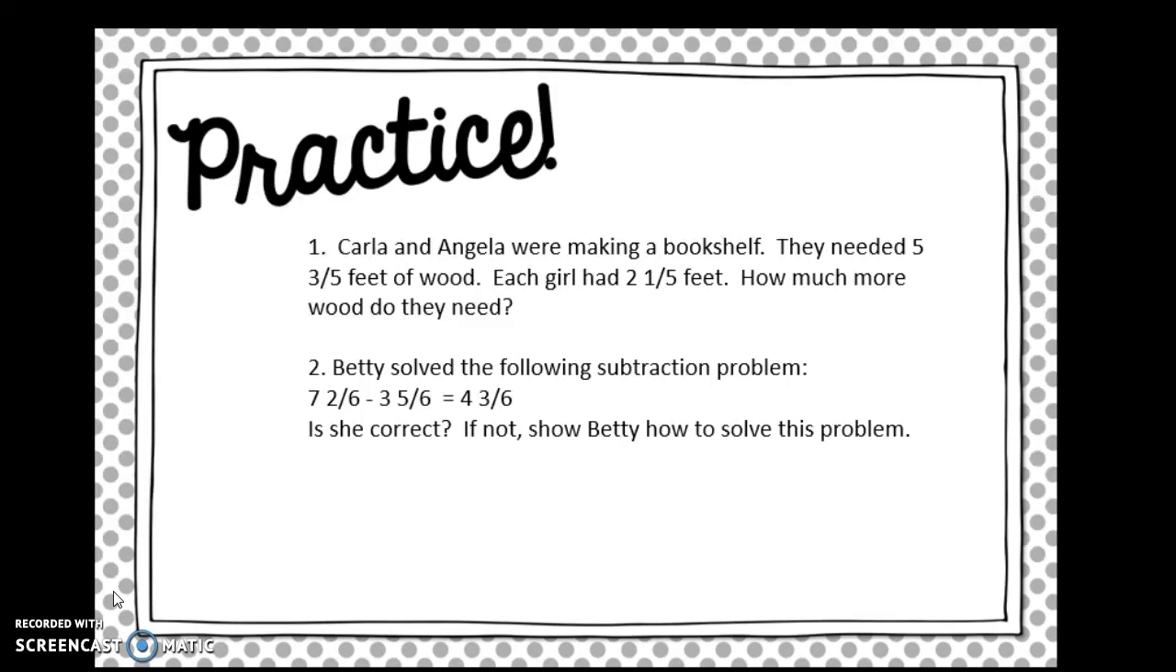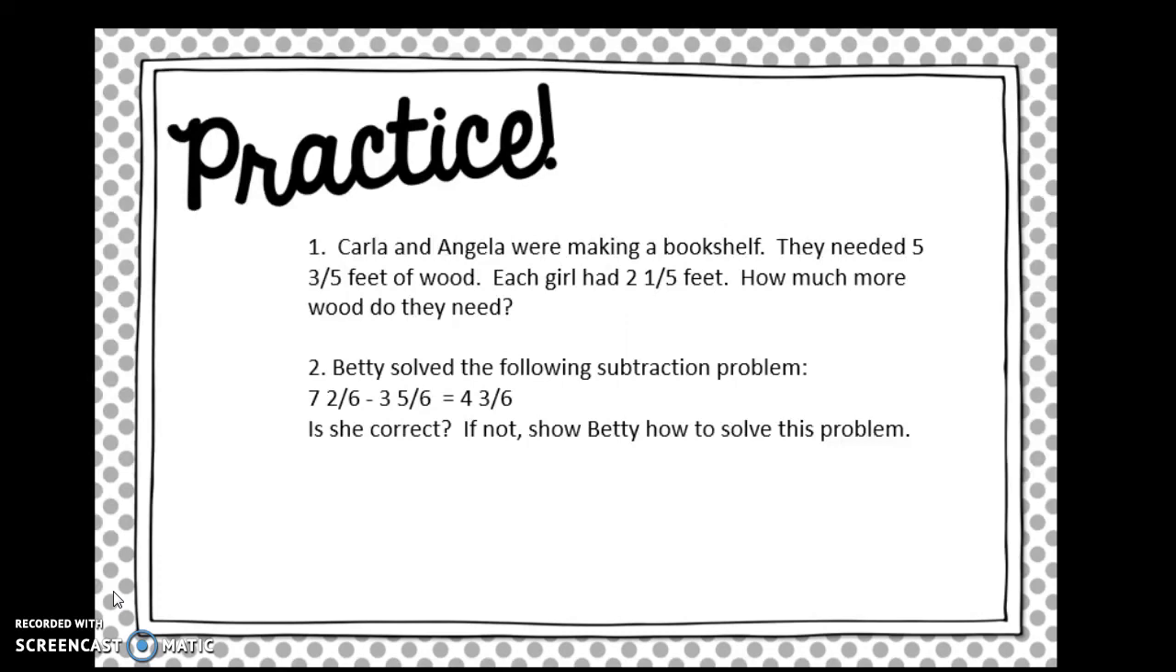The second problem says Betty solved the following subtraction problem. 7 2/6 minus 3 5/6 equals 4 3/6. Is she correct? If not, show Betty how to solve this problem.